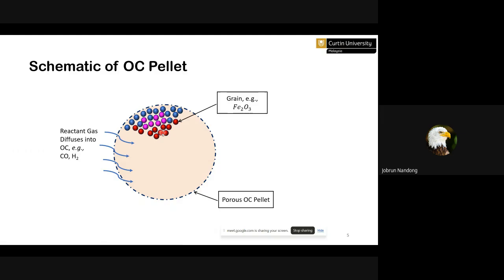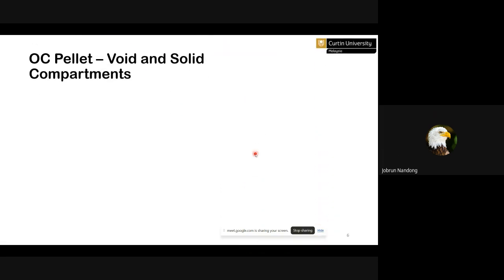So the reactant gas, for example, if we use syngas, the reactant gas could be CO and H2, or we can just have CO. In this case, we just look at one reactant gas only, which is CO. So that's supposed to diffuse into the pellet. And then, of course, it will produce a product gas. If we use CO, the product gas is CO2 that will diffuse out into the bulk reactor. Okay. All right. Now we have seen the pellet.